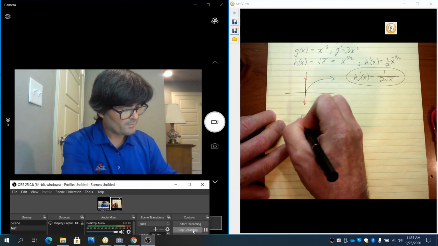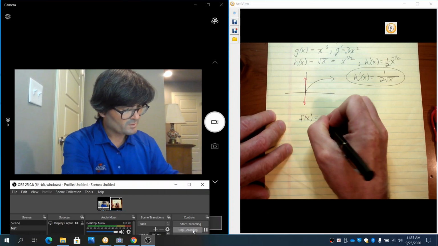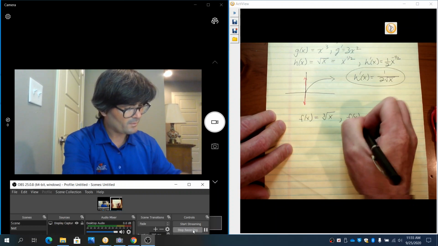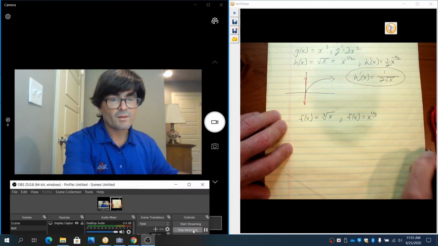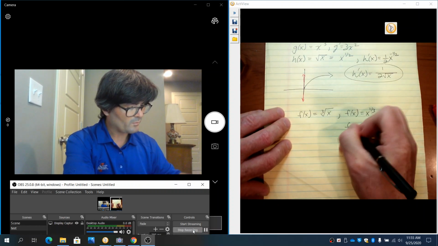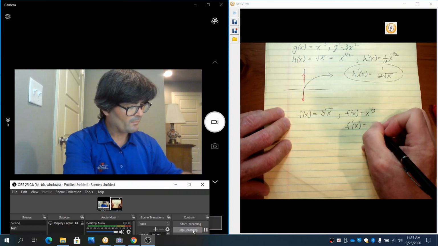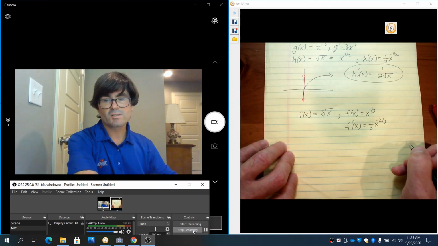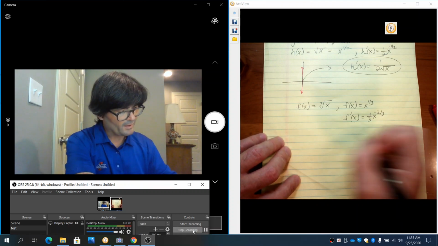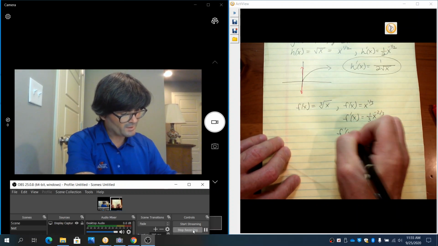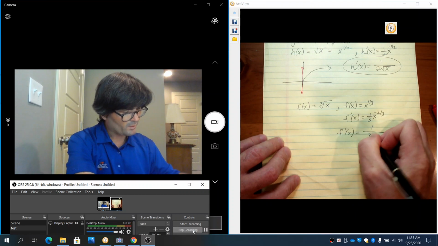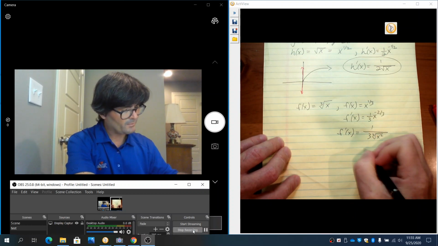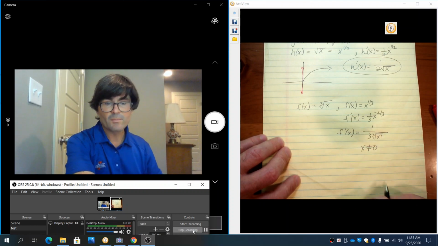Say you had f of x was the cube root of x, or you could call that x to the 1/3 power. The derivative there would be 1/3 x to the minus 2/3. And if you just clean that up a little bit, you could see you've got 1/3 and then the cube root of x squared on bottom, and x cannot be 0.